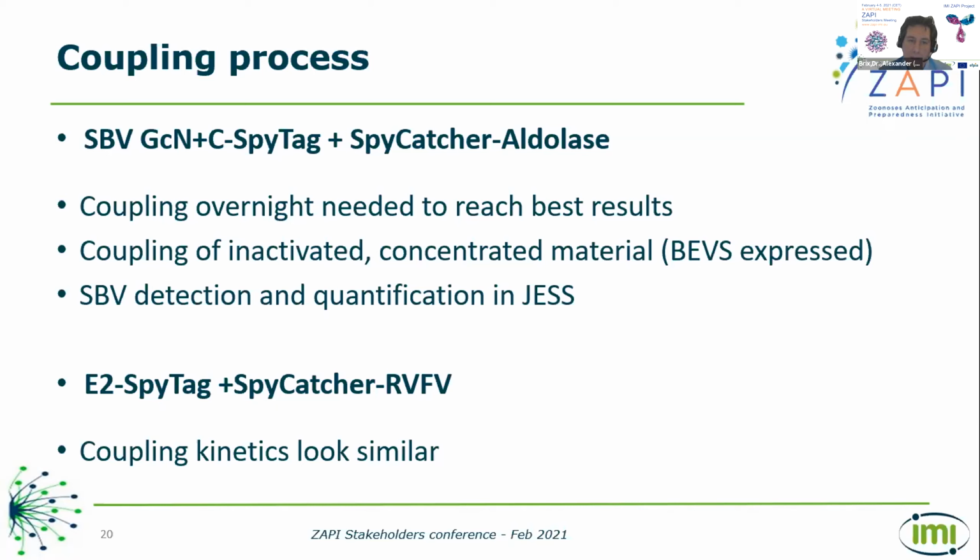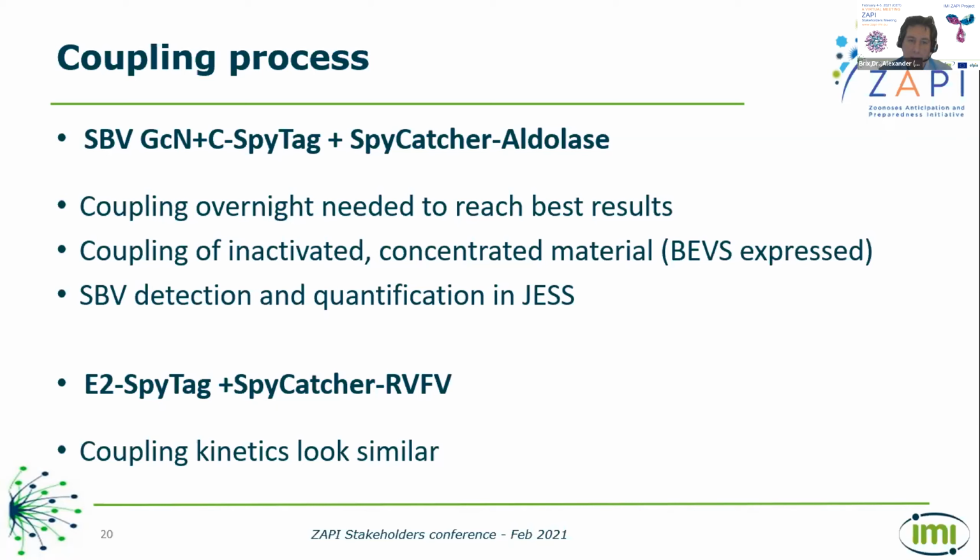I think Jean-Christophe will talk more about the analytics later on, but to monitor this coupling process and to get some kind of kinetics, different analytics were used. For example, the JES analytic instrument, but also some others where we could not only see the beginning and the end, but also try to get information about the process in between, over the different hours. This was done for Schmallenberg.